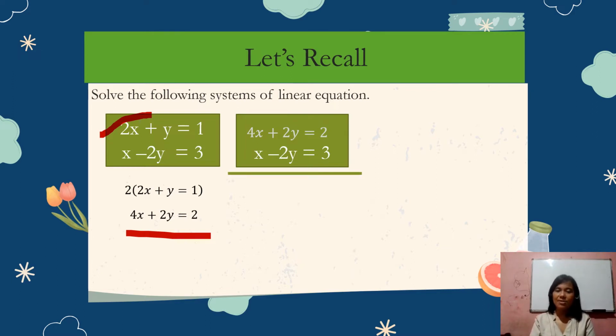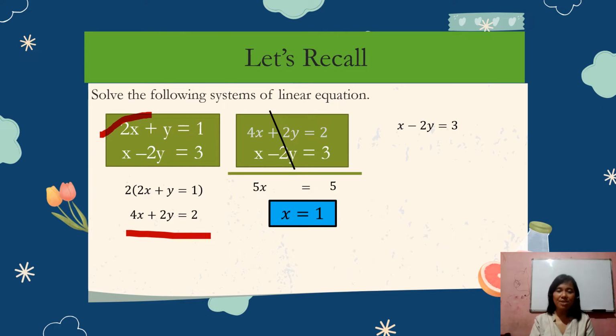Okay. So, eliminate na natin yung y kasi pareho na sila ng number sa yung katabi nilang number. Tapos, positive and negative, maka-cancel out mo na yan. Okay? Then, addition tayo. 4x plus x is 5x. Equal tayo. 2 plus 3 is 5. Divide both sides by 5. So, x is 1.